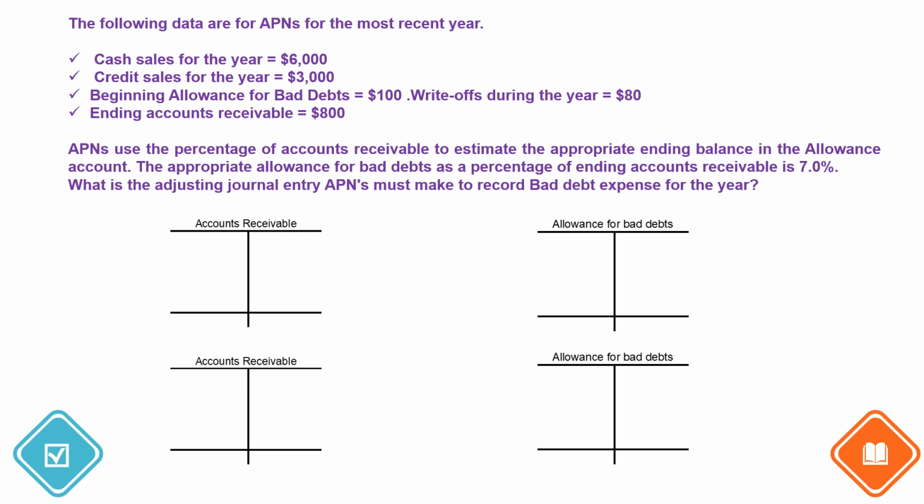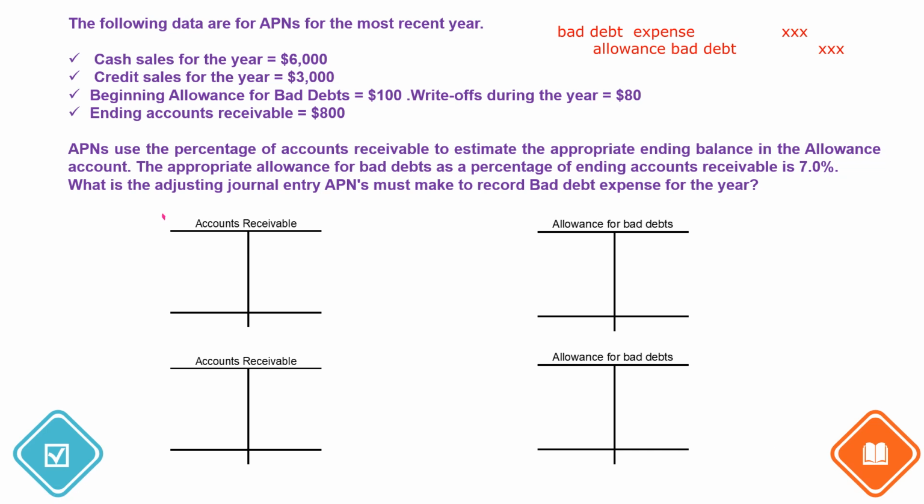Hey guys, this problem is an allowance for bad debt, and it's asking what's the adjusting journal entry to record bad debt expense. The journal entry is always the same. It's debit bad debt expense and credit the allowance for bad debt. The hard part of this is the dollar amount. That's really what this problem is asking about: we know the journal entry, but what's the dollar amount to record?